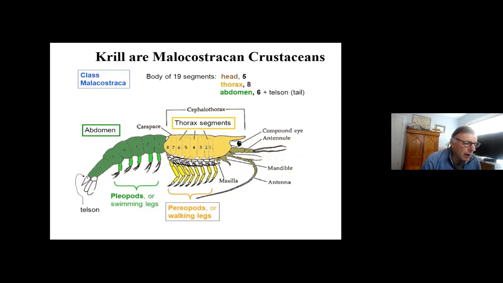So krill are malacostracans. Lobsters and shrimps and crabs, they're all malacostracans, and there's a rich variety. It's the largest, most diverse group of crustaceans in terms of species diversity, and the largest crustaceans are malacostracans. So krill are perfectly good malacostracans.